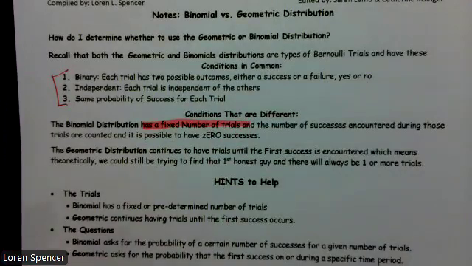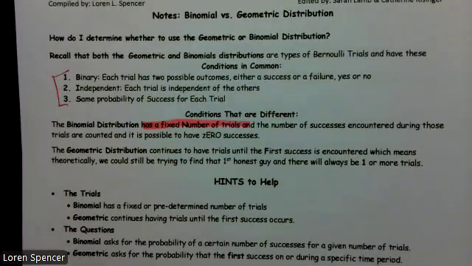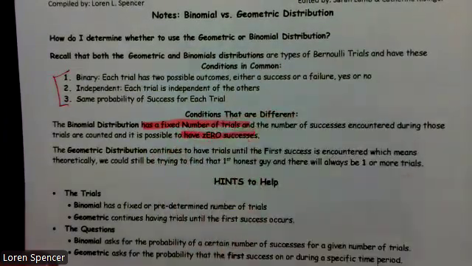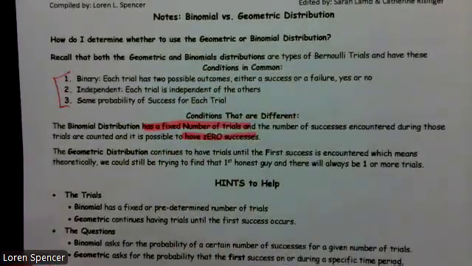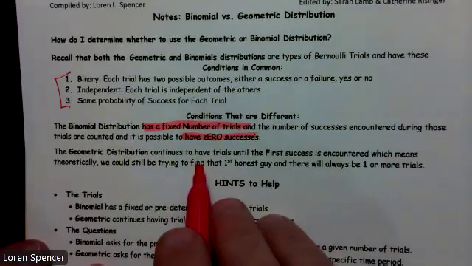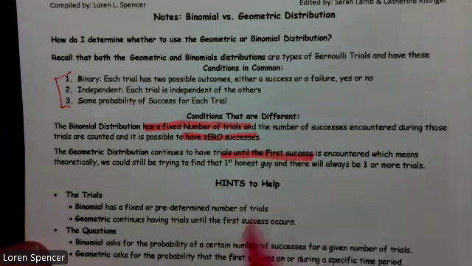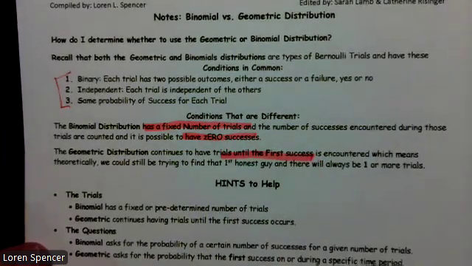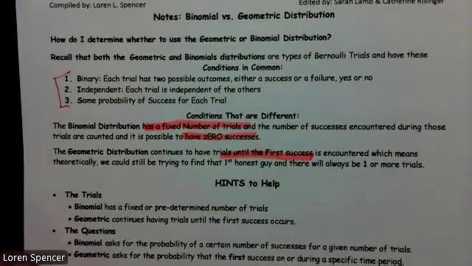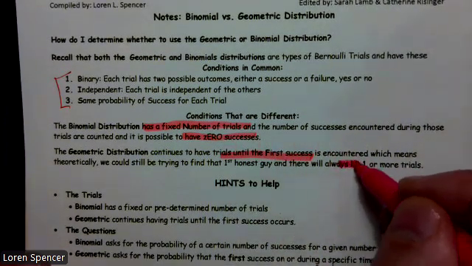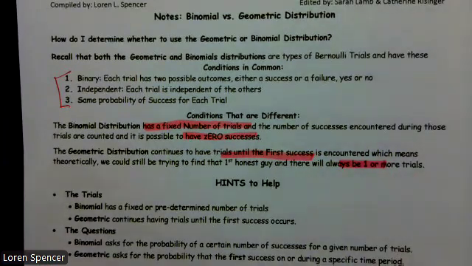We know how many trials we're going to have, and we're going to track the number of successes. And it's possible to have 0 successes. The geometric doesn't have a fixed number of trials. It continues until the first success, which means it could never happen. You may never meet that first honest guy. And instead of starting at 0, we will always start at 1.